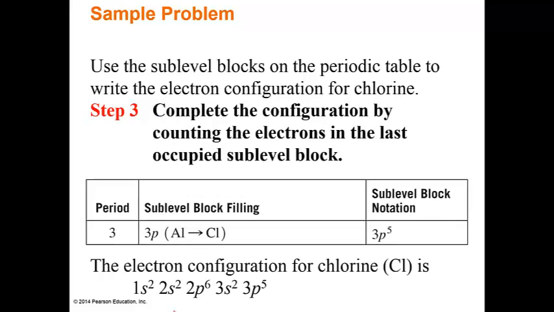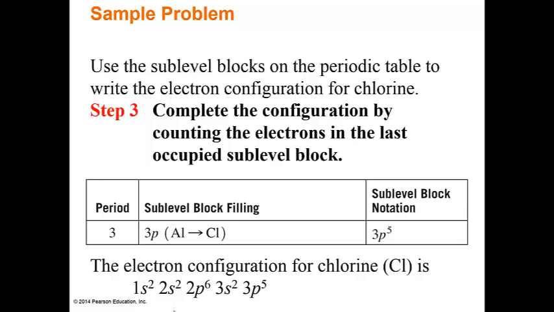All right, and then our third period we have the 3p, which is aluminum to chlorine, and so we're working our way up to chlorine. So we've got to go through these levels. We've got our 1s2, our 2s2, our 2p6, our 3s2, and our 3p5. If we take each one of those numbers, 2 plus 2 plus 6 gives us 10, plus 2 gives us 12, plus 5 will give us a total of 17. And the atomic number of chlorine, of course, is 17.